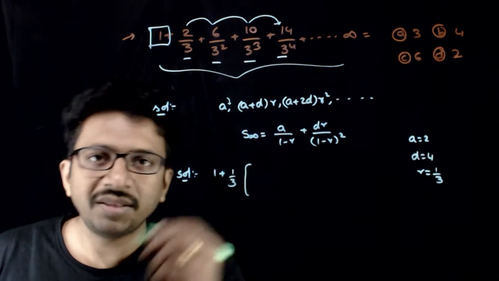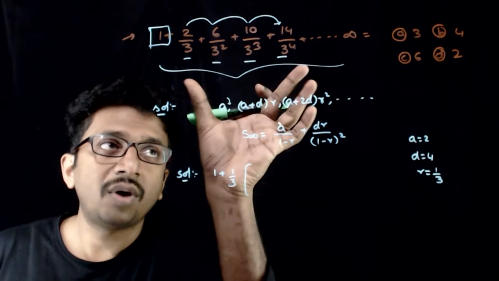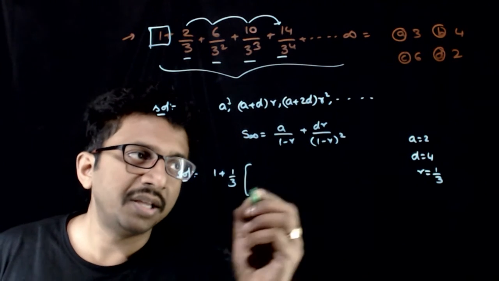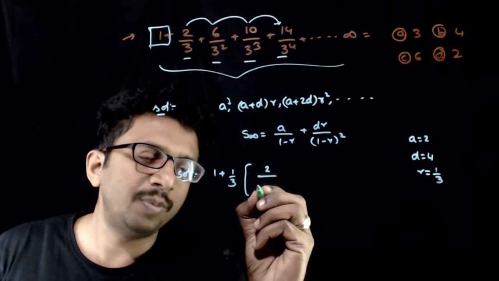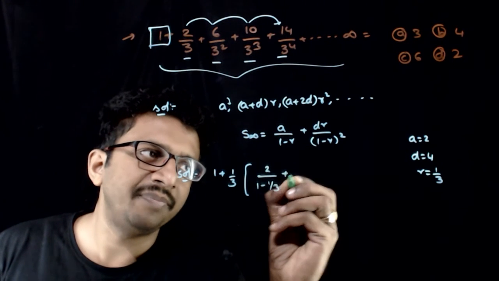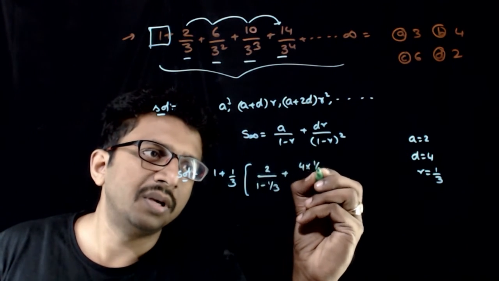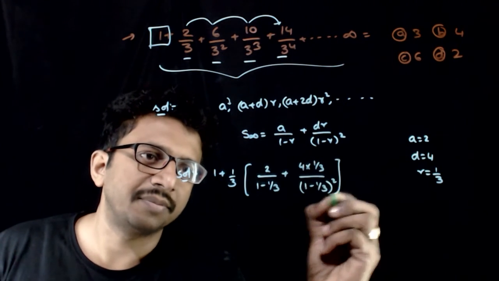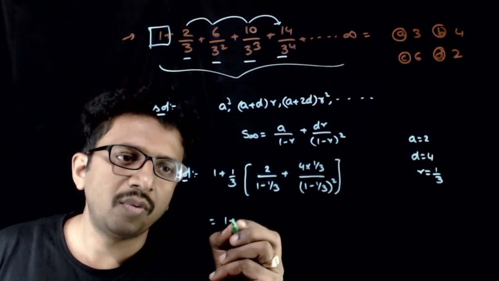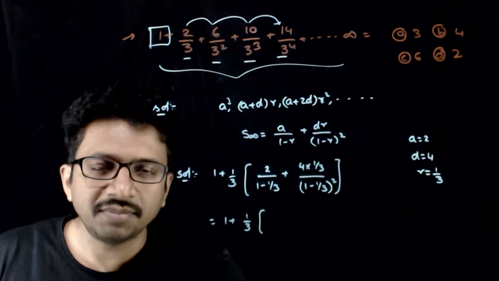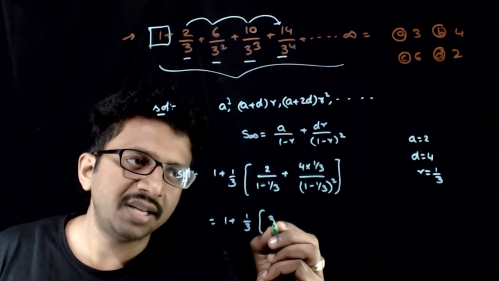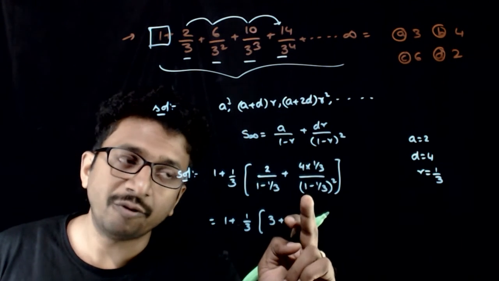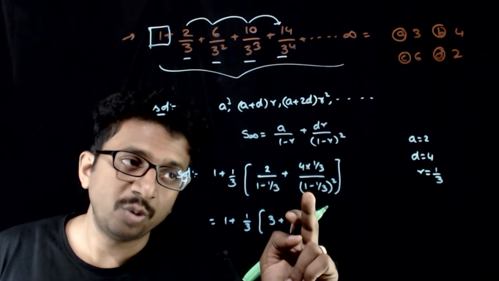If you take 1 by 3 common, whatever is left is converted into standard AGP. Now I can use this formula: A by 1 minus R, 2 by 1 minus 1 by 3, plus 4 into R by (1 minus 1 by 3) whole square. That is equal to 1 plus 1 by 3 times 2 by 2 by 3, which is 3, plus 4 by 3 by 4 by 9. This is 2 by 3 whole square.